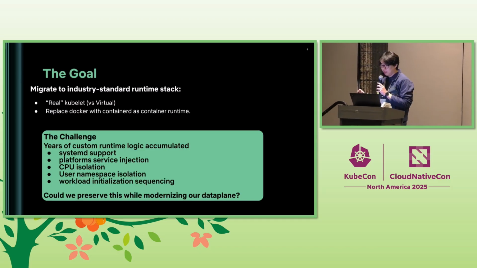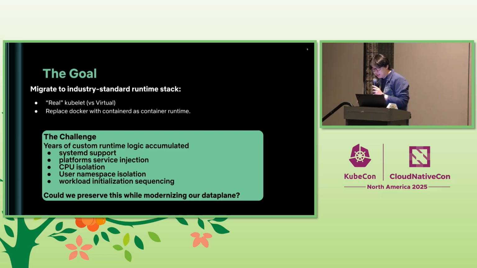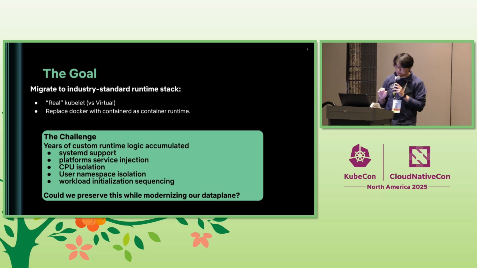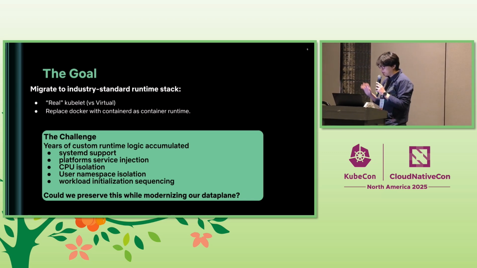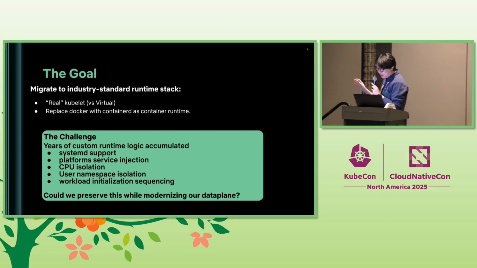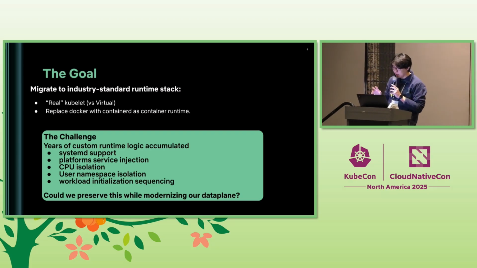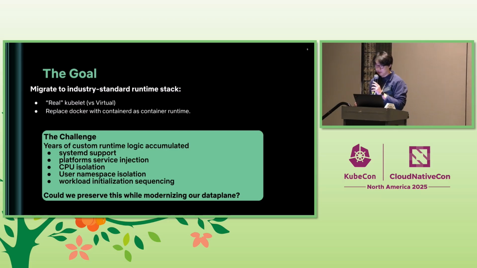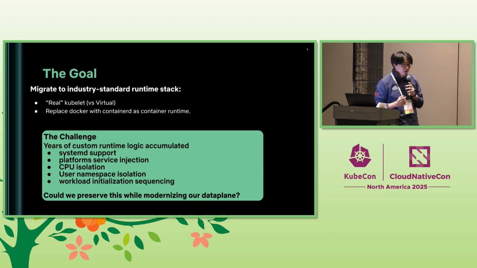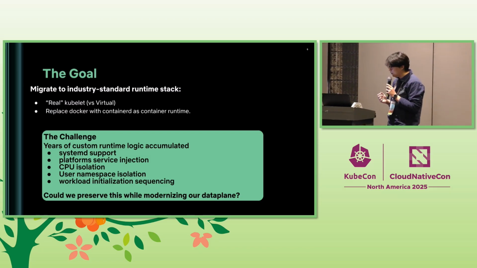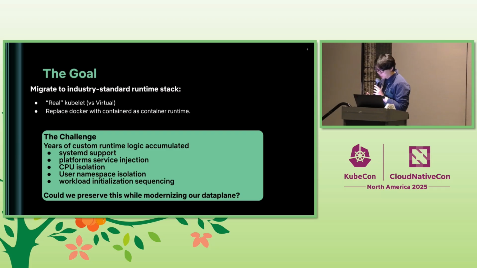The big challenge here was that we had years of custom runtime logic to preserve. Many of Netflix's workloads come from the EC2 era, where they expected VM-like environments. So you have systemd running as an init, as a service manager, and users on our platform also expect platform services to be running under systemd in the same container namespace. We also had multi-tenancy requirements, such as user namespace isolation, which fortunately has been supported in Kubernetes recently in 1.33. Another thing was CPU isolation and workload tiering.